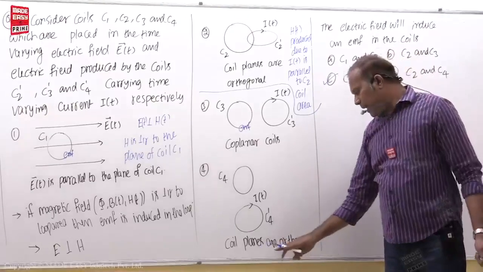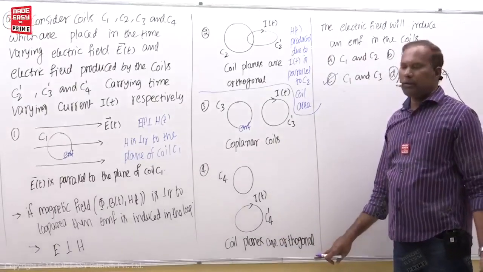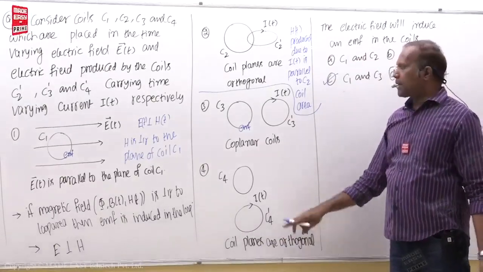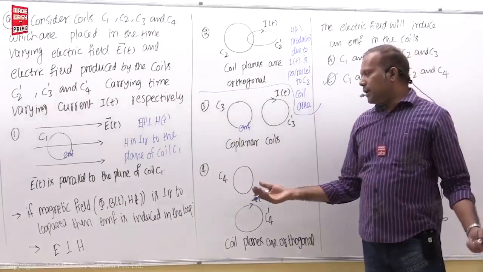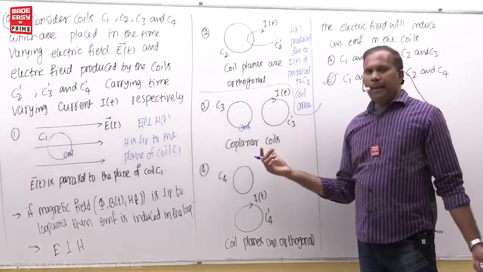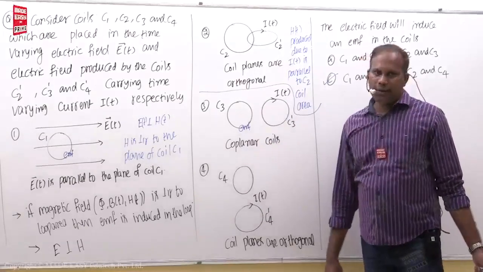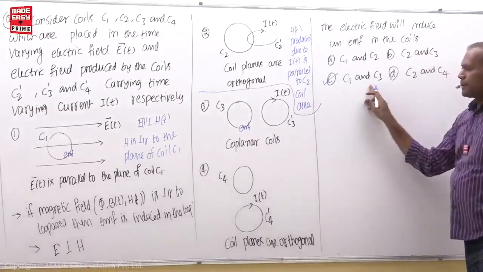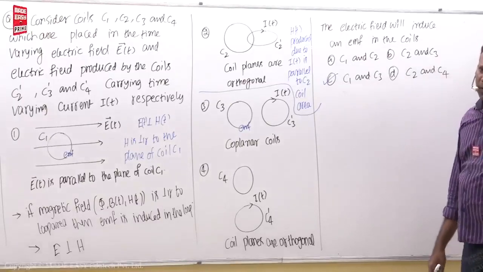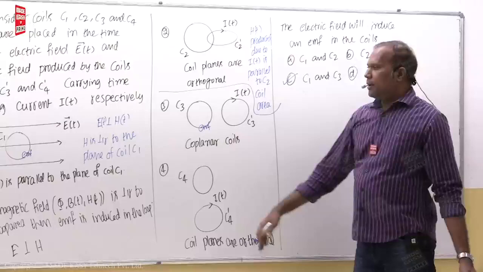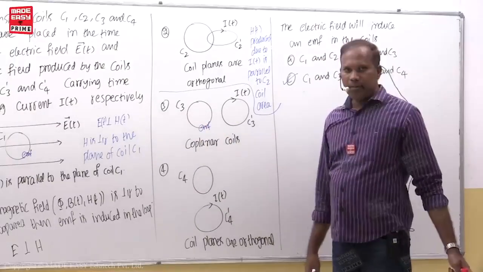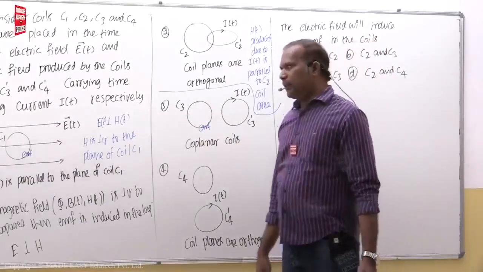So whenever coil planes are orthogonal, you remember, my dear students, after analyzing, whenever coil planes are orthogonal, then EMFs are not induced. If coil planes are the same, then EMFs are induced. This is the answer. This is a multi-select question. So in which of the following cases are EMFs induced? First case and third case. Multi-select question, multiple answers.